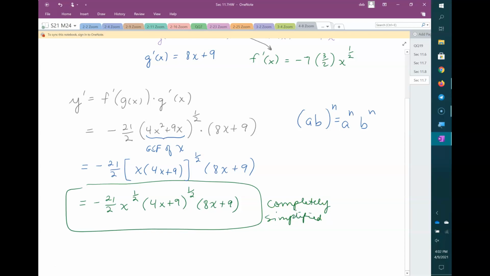So just get in the habit of looking for greatest common factors in every pair of parentheses you're working with. Okay, so that's number 29, and my answer looks a little bit different than the one in the book. So let me know if you have questions.